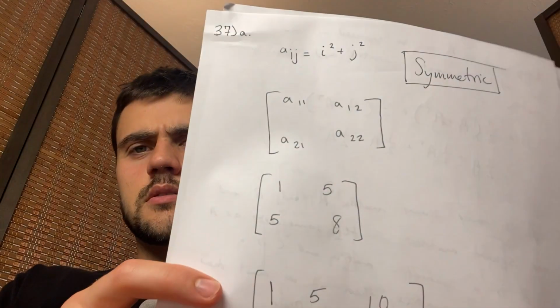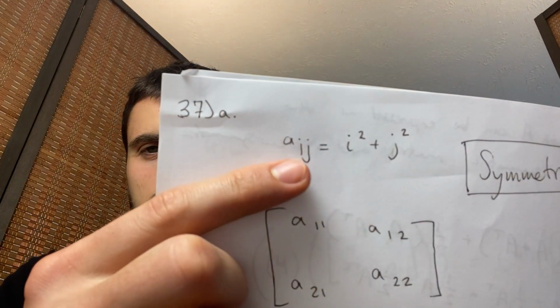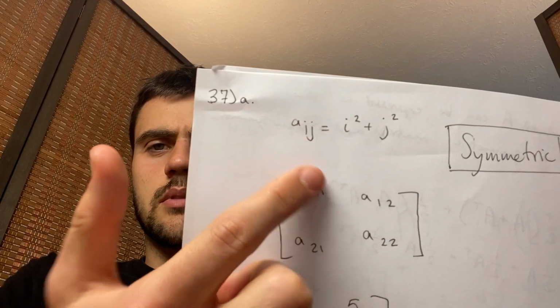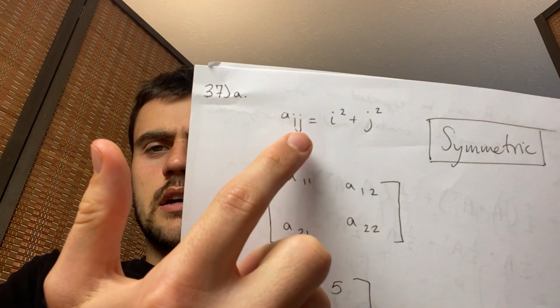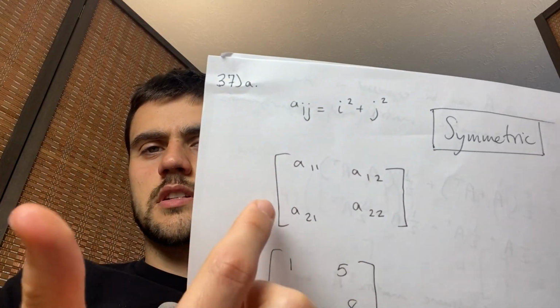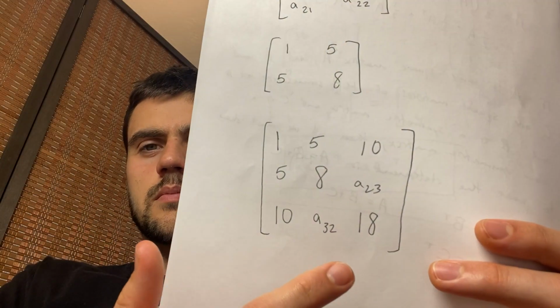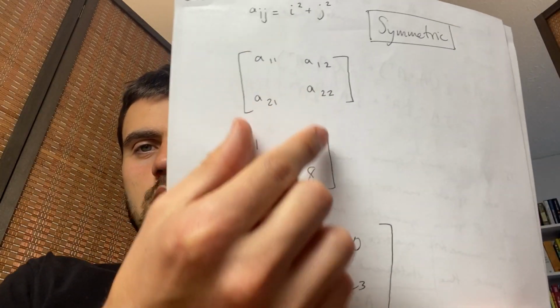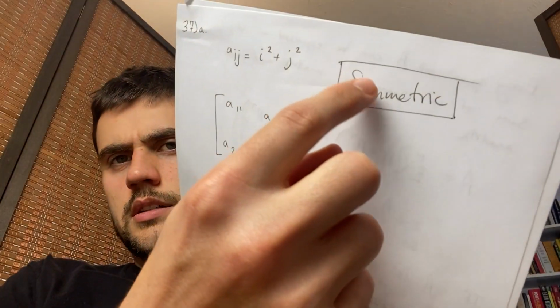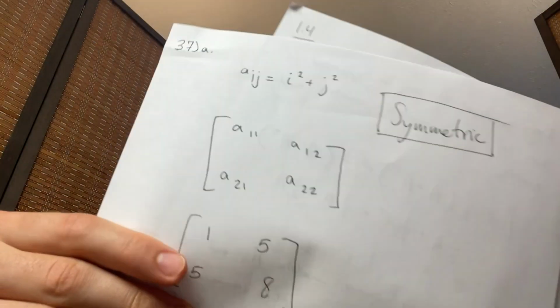This one was like, if A is the matrix where A sub ij equals i squared plus j squared, is it symmetric? Well, I just did a little bit of writing, testing, and then thinking, and yes, it is symmetric.